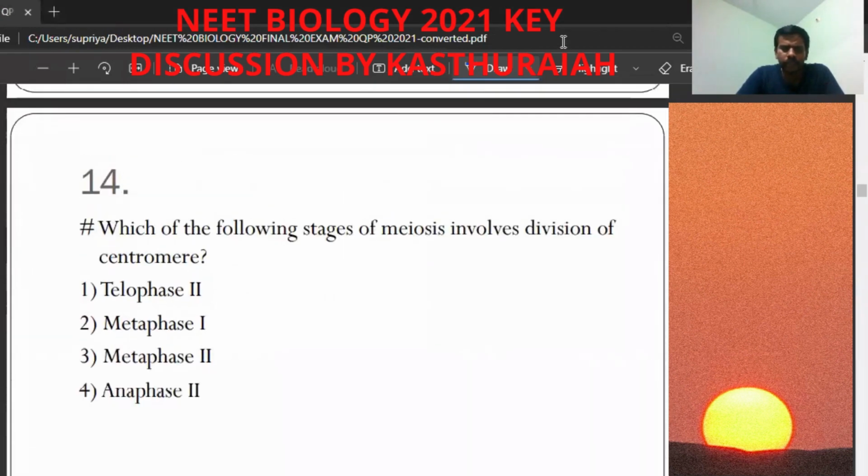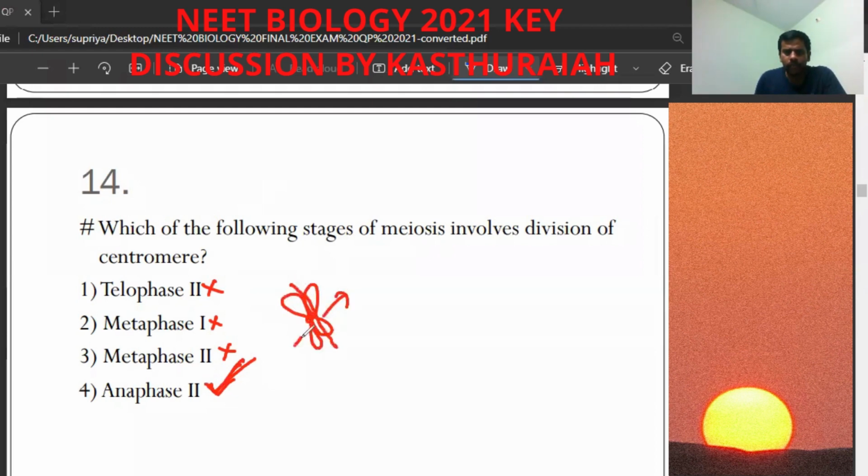Now see the options. In telophase 2, there is no centromere division at all. In metaphase 1, the chromosomes are arranged at the middle of the cell. The same way metaphase 2 is also the same. And in anaphase 2, exactly, the centromere divides, and the chromosome separates into two daughter chromosomes, right? So the correct option is the fourth.